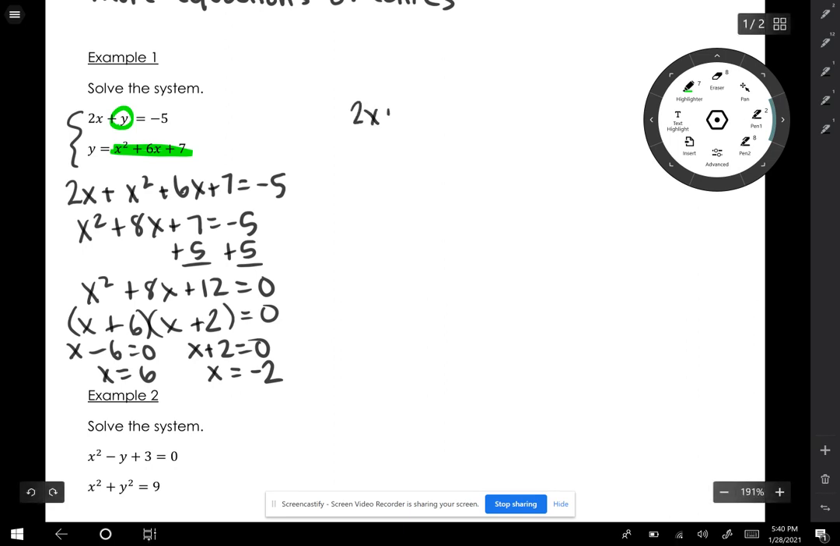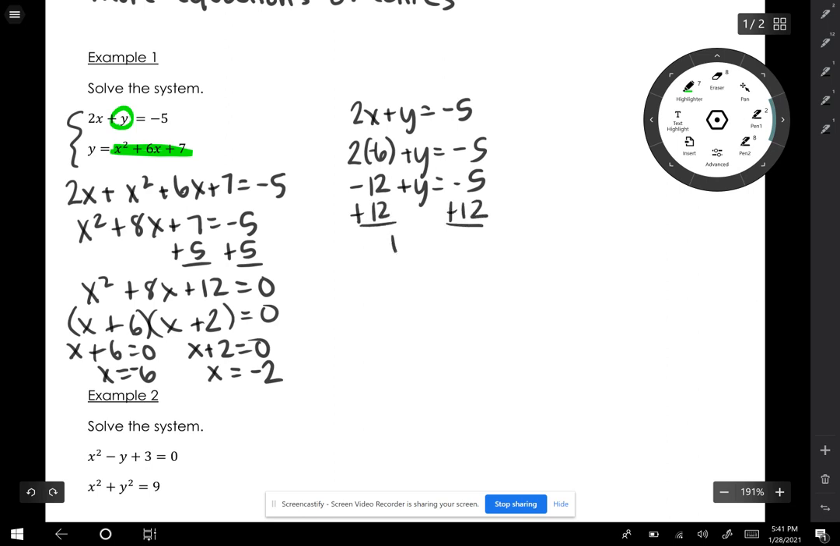So I'm going to use the equation 2x plus y equals -5, and I'm going to replace x with -6 first. Oh, and I made a mistake over here. It should have been plus 6, so that would be a -6. So 2 times -6 plus y equals -5. So -12 plus y equals -5. I'm going to add 12 to both sides. I get y is equal to 7. So what this means is when x is -6, y is 7. That is one of our ordered pairs.